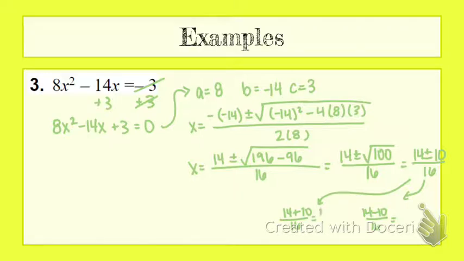The first one is going to equal 24 over 16, which will give us 3 halves. And the second one is going to equal 4 over 16, which will give us 1/4. So the two values x can equal are 3 halves and 1/4.